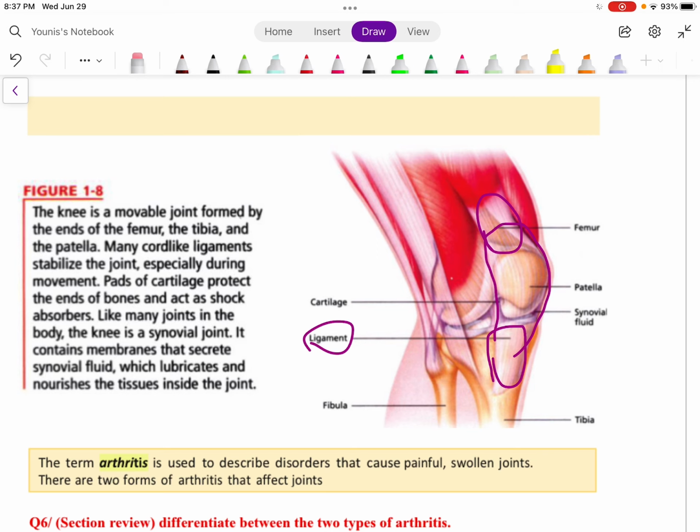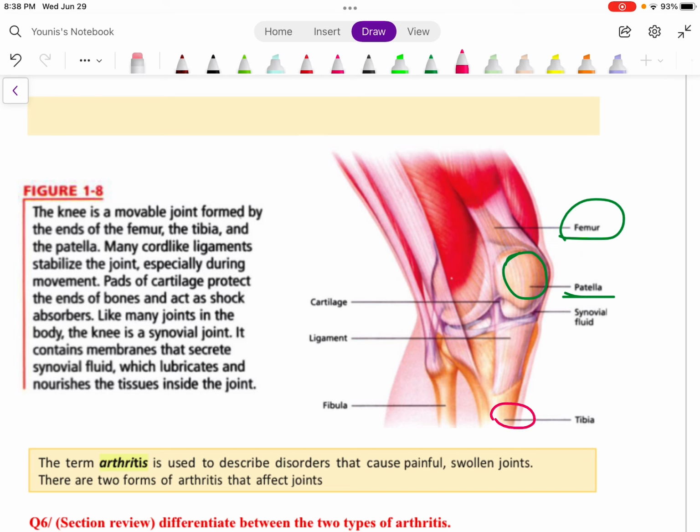You can see here, let me just clear up these labels again. You have the femur bone, which connects the lower bones of the leg, tibia and fibula, with the pelvis. The patella, this is the patella. And the tibia, the thicker bone, I mean this bone, is the tibia. And the thinner bone is the fibula.